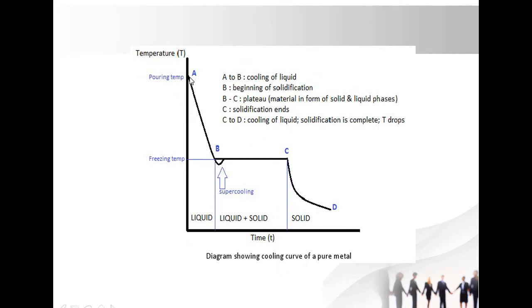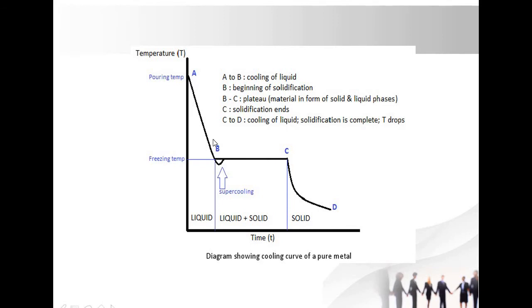The same thing is more clear in this diagram. So we have taken a pure substance, 100% pure substance. It's fused or melted and brought to its molten state, and then we are noting the drop in temperature with respect to time, and we are plotting a graph. These are known as cooling curves, and this is the cooling curve for a pure substance, pure metal.